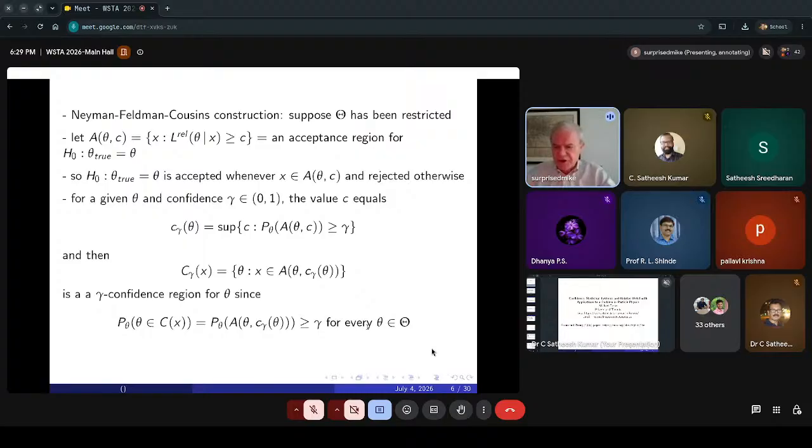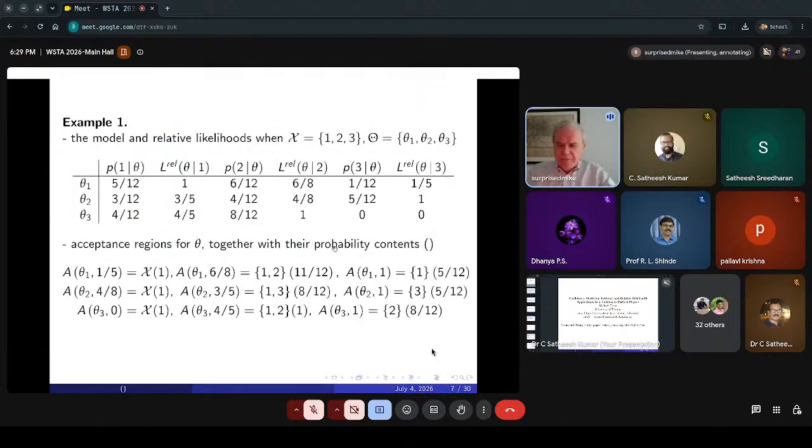Feldman-Cousins, I think the unique thing there is they're using their relative likelihood, but it's basically due to Neyman. Okay, so here's an example. I'm not going to go through all the arithmetic here. It's a bit tedious, but I like simple examples. If I have a statistical procedure and I try it on a very simple example like this and it doesn't work, then I think there's a problem with the statistical procedure, okay?